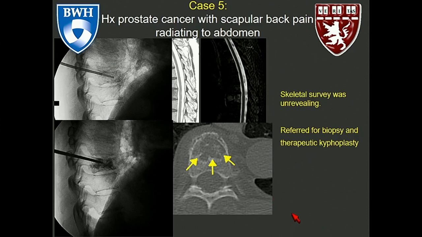The patient had an underlying skeletal survey that actually was unrevealing, and so they had an isolated lesion. Given the fact that they were symptomatic at the time, this patient was referred for both a biopsy and a therapeutic kyphoplasty, which we performed. And the biopsy did reveal that this was a plasmacytoma.